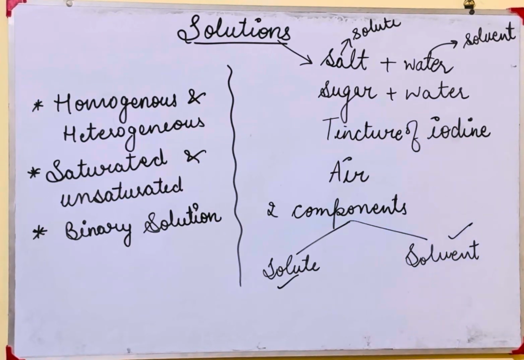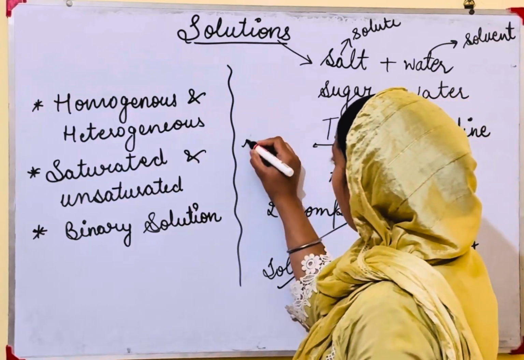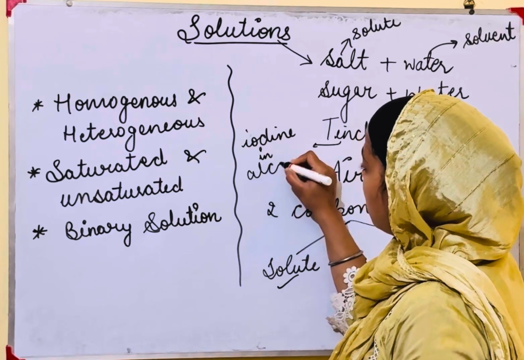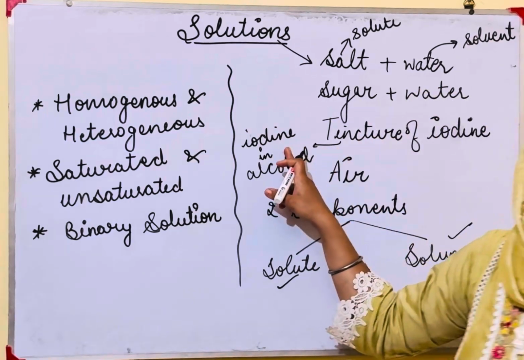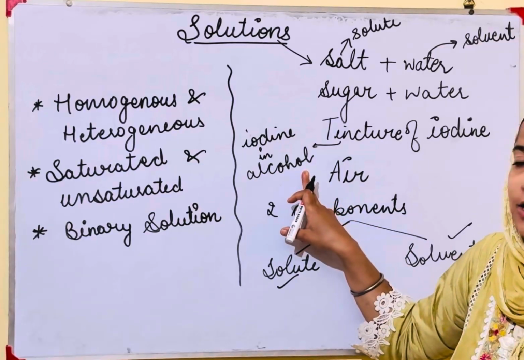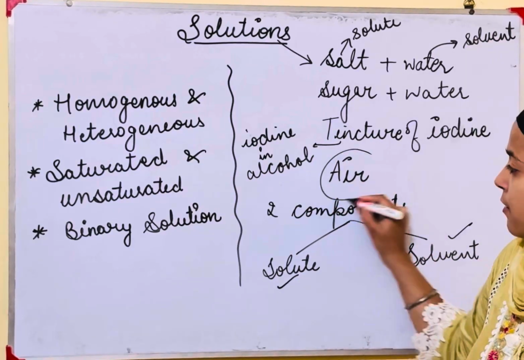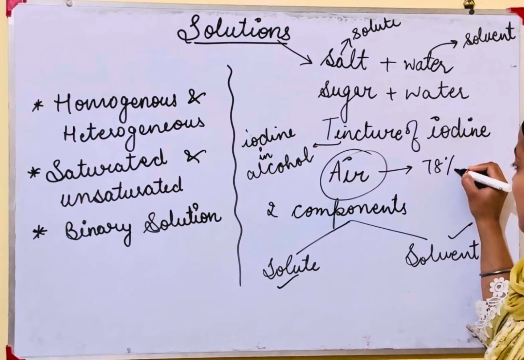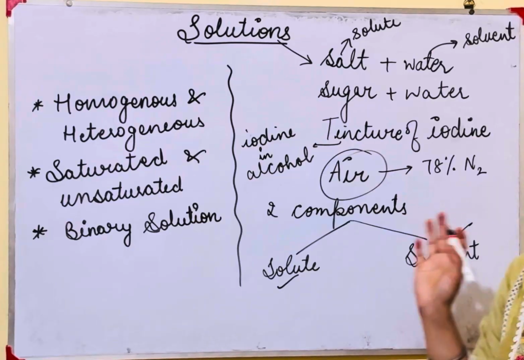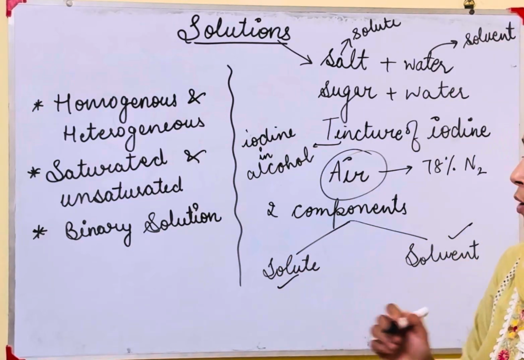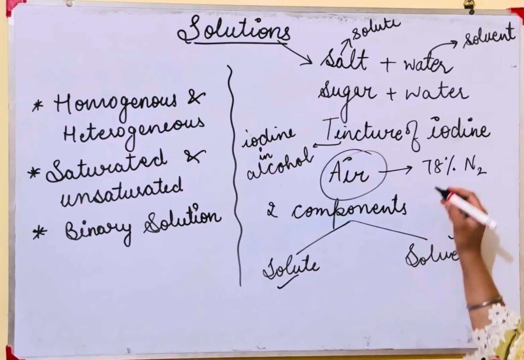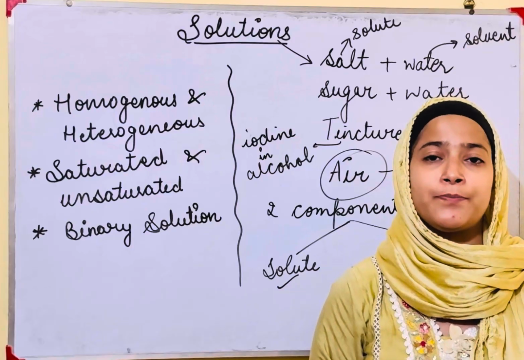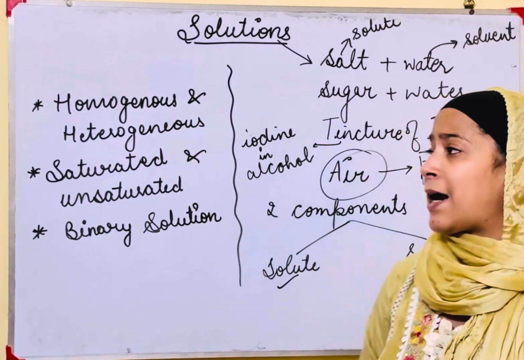Now come to tincture of iodine. This means iodine present in alcohol. So here iodine is the solute and alcohol is the solvent. Now air. In the air there are a number of gases present, but the highest amount is nitrogen. 78% is nitrogen and the rest is all the other gases. So here the solute is the other gases and the solvent is nitrogen because nitrogen is present in large amount. This is all about solute and solvent.